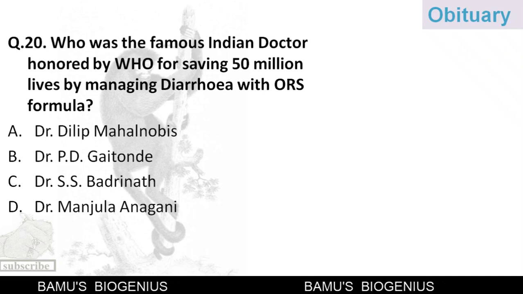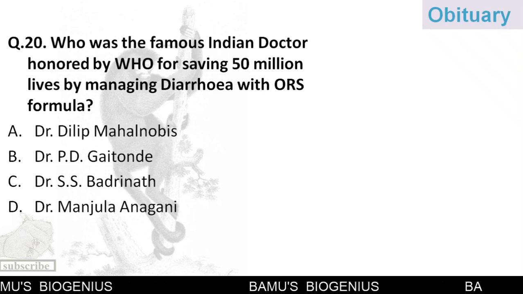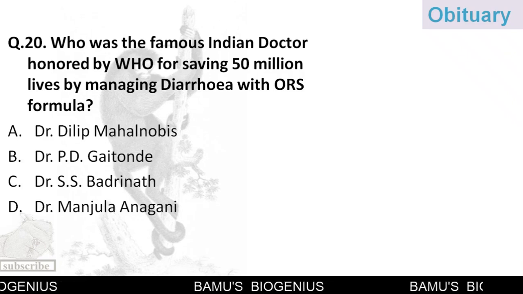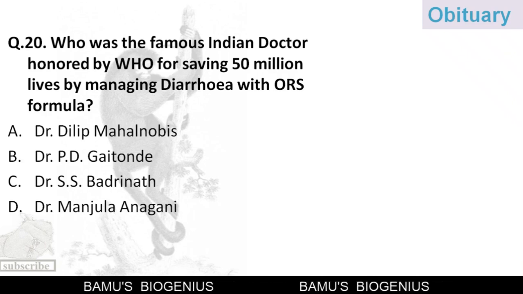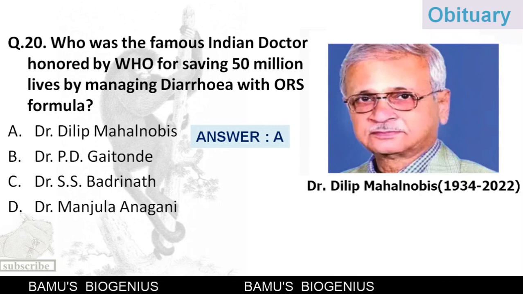Then question number 20, who was the famous Indian doctor honored by WHO for saving 50 million lives by managing diarrhea with the ORS formula? Dr. Dilip Mahalanabis, Dr. P.V. Gaitonde, Dr. S.S. Badrinath, Dr. Manjula Anagani. The answer is A, Dr. Dilip Mahalanabis.